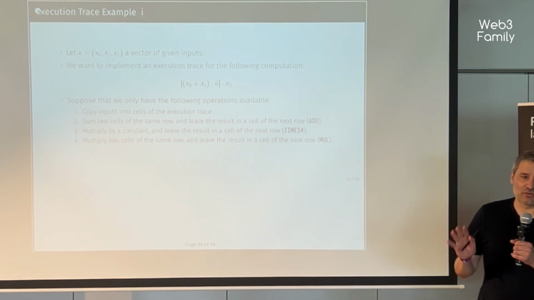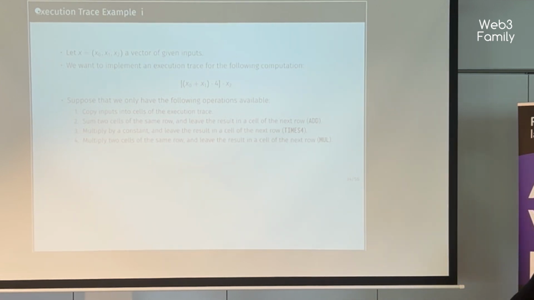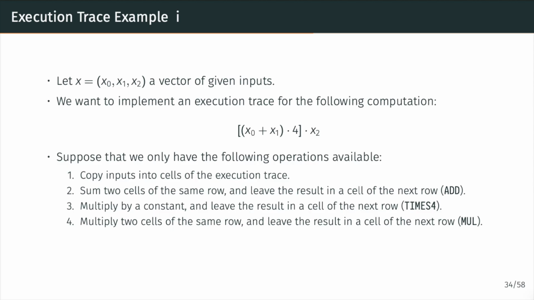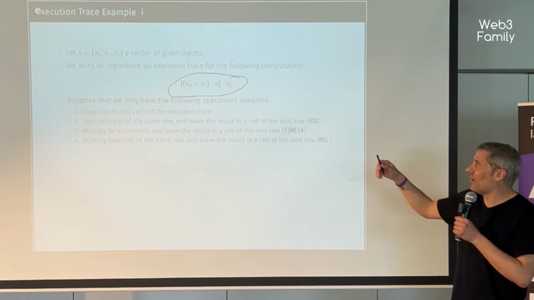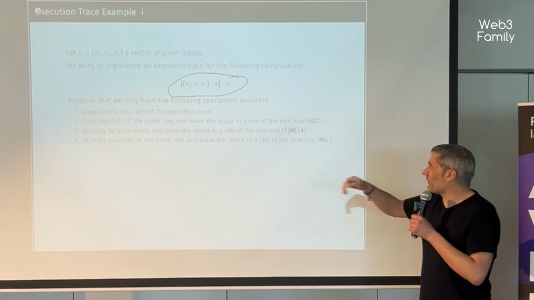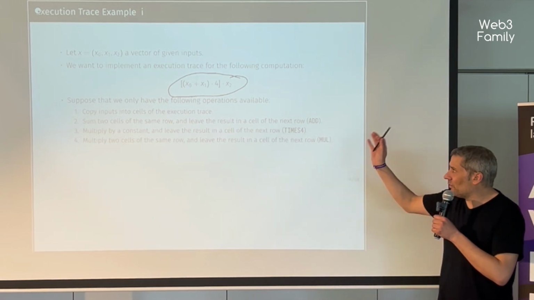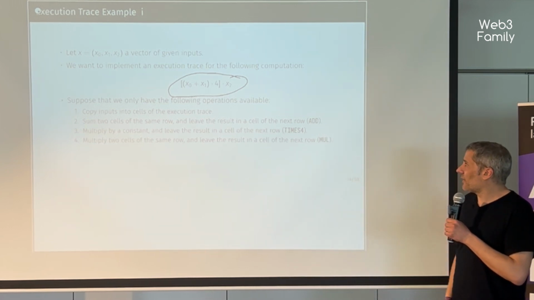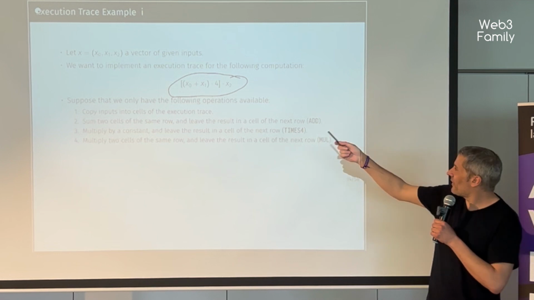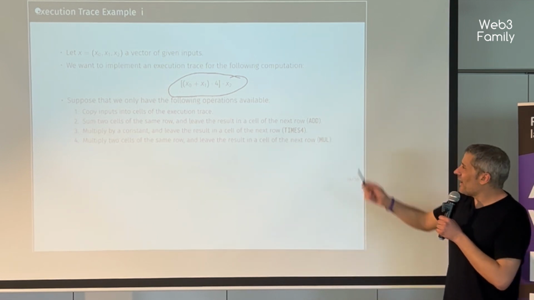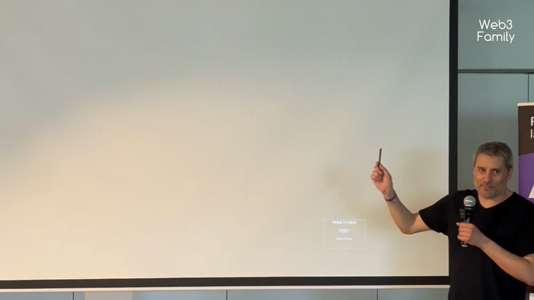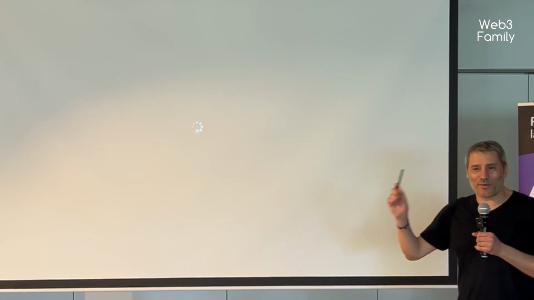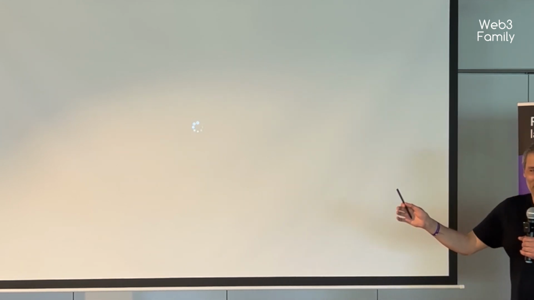Let's consider that I want to prove this computation here. I want to prove that x0, a value added with another value and multiplied by 4, and the output of this you multiply by x2, and the result is this one. I want to prove the output of this computation, and this computation has 3 inputs. You cannot see it now, but it was x0, x1, and x2.